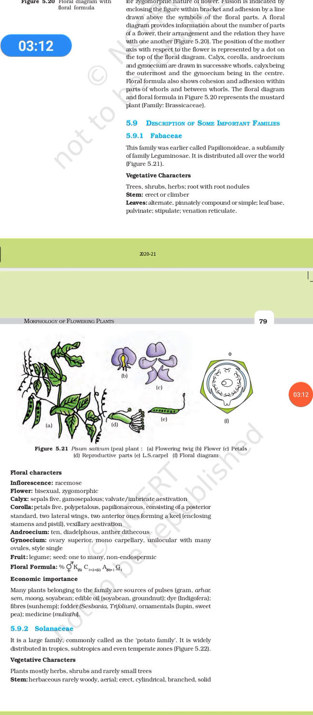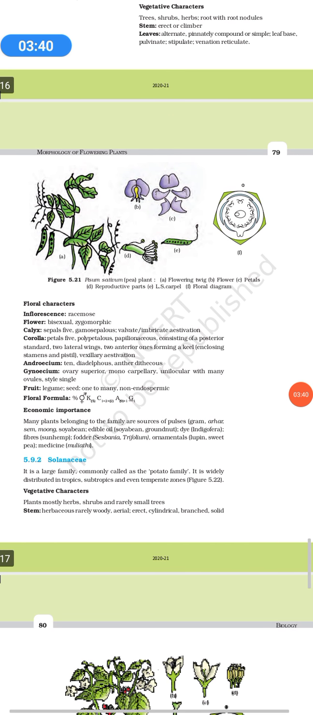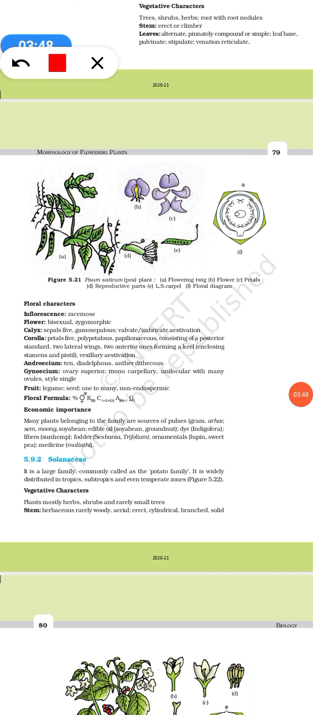Now coming to different families. Fabaceae is the family. Fabaceae have vegetative categories, like they can be trees, shrubs, herbs, roots with root nodules, etc. Stems can be erect or climbers. Leaves are alternate, pinnately compound or simple, leaf base pulvinate, stipulate, and all those. Now coming to floral characteristics, they are racemose, bisexual and zygomorphic.